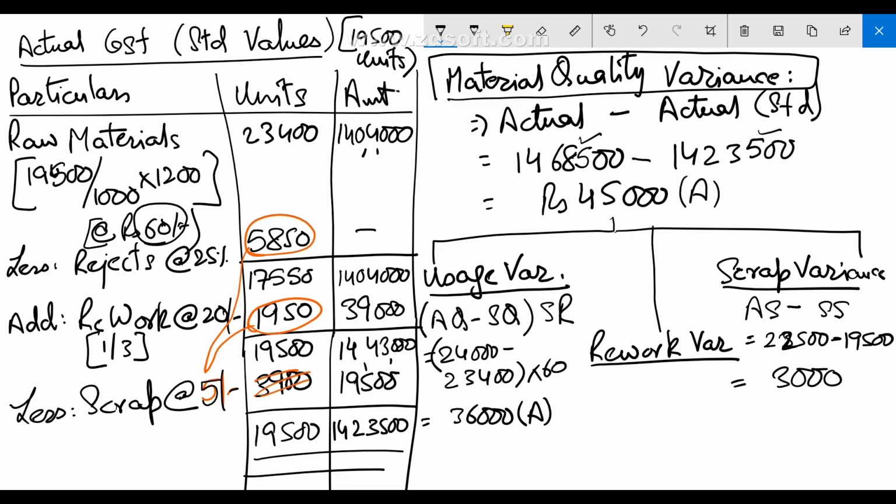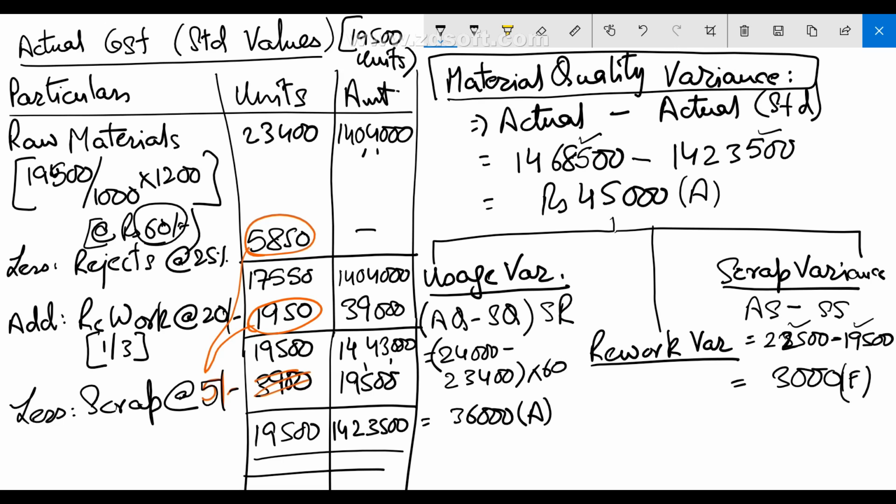Now you have to tell me whether this variance is an adverse variance or a favorable variance. Yes, you are right. This variance is favorable variance because scrap is in the nature of income, and income is more in actual terms and is less in standard terms. Therefore, this is a favorable variance.